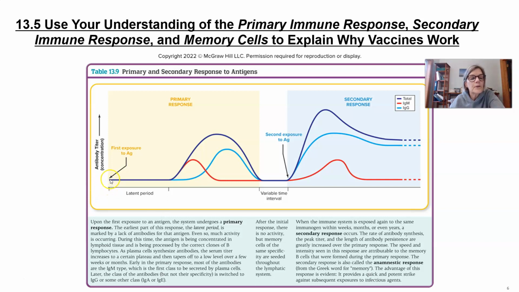What happens is a person gets exposed to an antigen. Let's say you got exposed to a cold virus. And this is the first time that your body ever saw that cold virus. That can happen because there's lots of different cold viruses. But anyway, you get exposed to that cold virus, and there's this latent period, a period where you're not increasing the amount of antibodies, but your body is getting ready to make those antibodies.